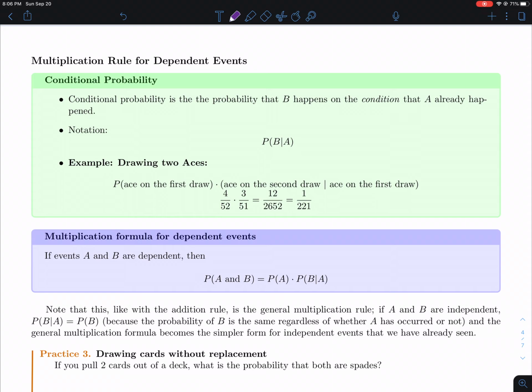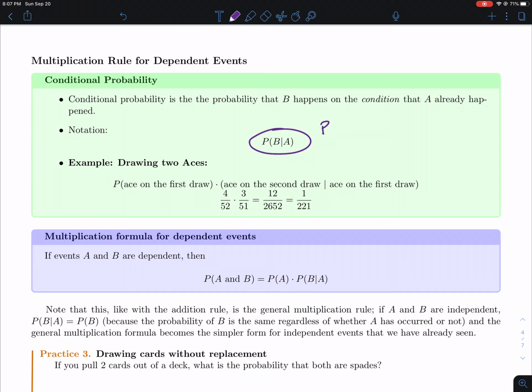All right, so the multiplication rule for dependent events, or conditional probability, is the probability that B happens on the condition that A already happened. Think about it like a deck of cards where we just ripped the card up and threw it away, or if we had a bag of M&Ms and we were eating each M&M after we counted them. The notation for this is the probability of B, with a line, then A. That means the probability of B occurring, assuming A has already occurred.